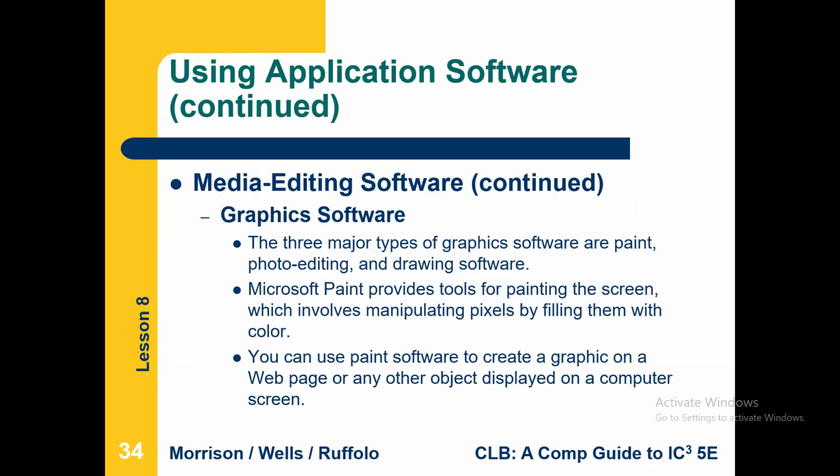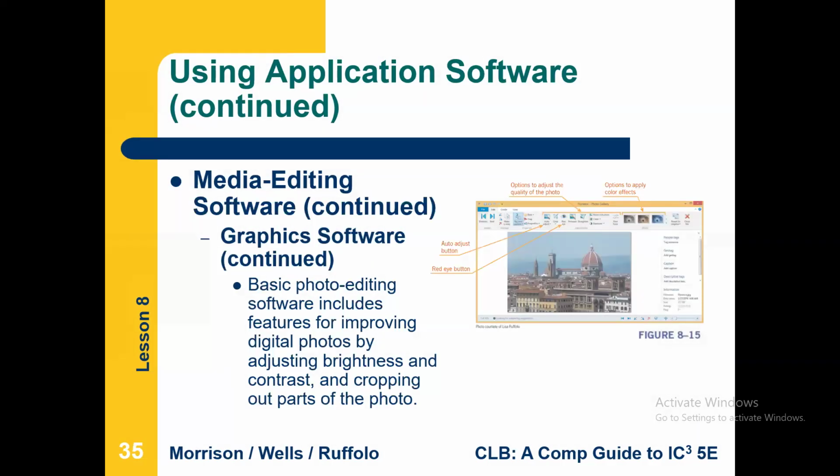So graphics. There are three major types of graphic software. You have the paint, photo editing, and then drawing software. So the paint provides you tools for painting the screen. With that one you can manipulate pixels by filling them with colors. Usually these are used by graphic designers, or let's say those artists. So if you are that kind, then you can use some of this painting software to be able to create your images. So this is how the graphic software is.